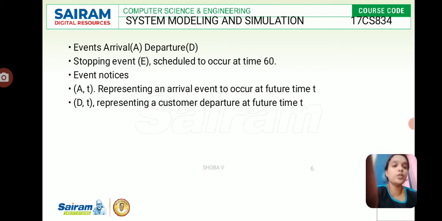These are the event notices. A, T is the arrival event, and D, T is the customer departure. Everything, arrival and departure, takes place at a future time T only. Depending upon the future event list, we have to calculate these parameters. So A comma T represents an arrival event to occur at future time T, and D comma T represents a customer departure at future time T.